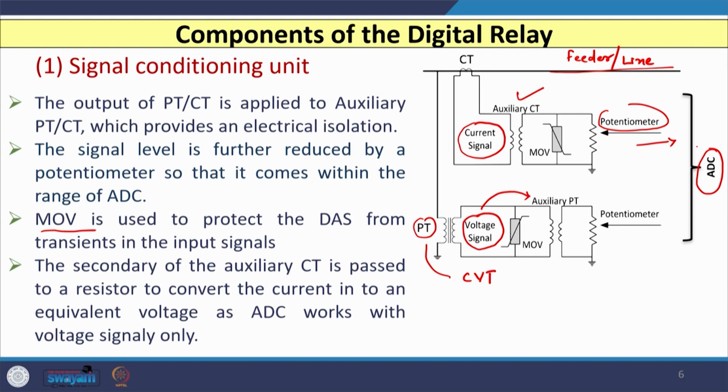So, to avoid that, we are going to use the MOV. Another important point is, after the conversion of the current signal into a lower value and the voltage signal into a lower value, finally, whatever signals we are going to give, either from CT or PT, we have to give only a voltage signal, because the ADC accepts only a voltage signal, and that too within a certain range.